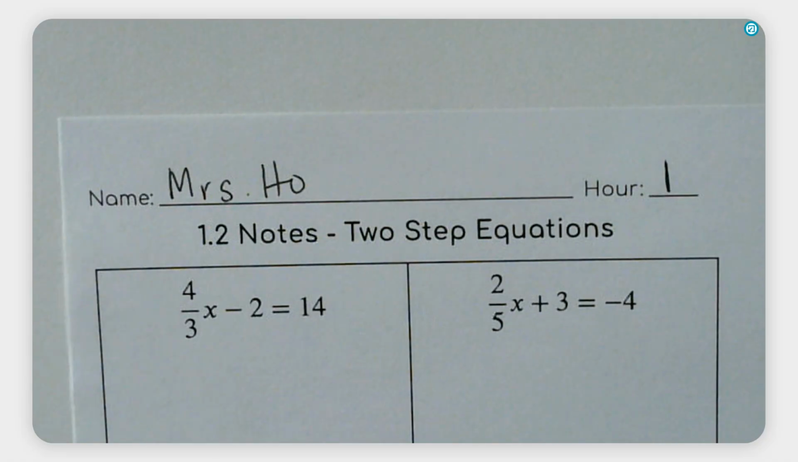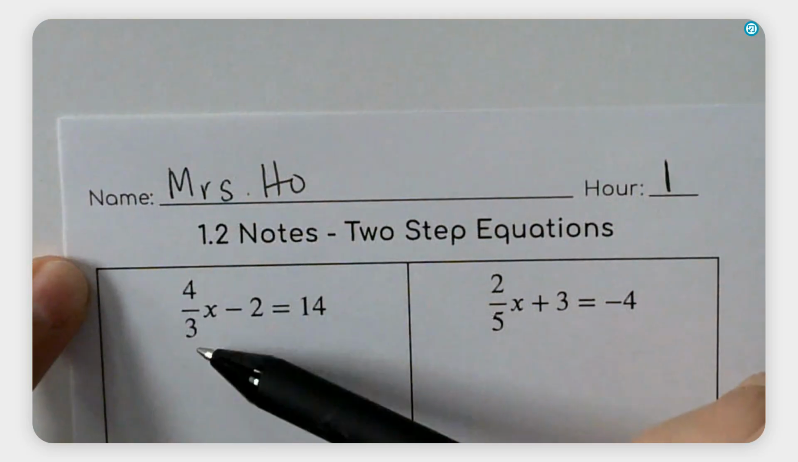So we organize the note sheet. These two equations get solved basically the same way. Okay? So starting with these first ones, these start the exact same way as the equations we did before, which is we're going to get rid of what we're adding or subtracting first.